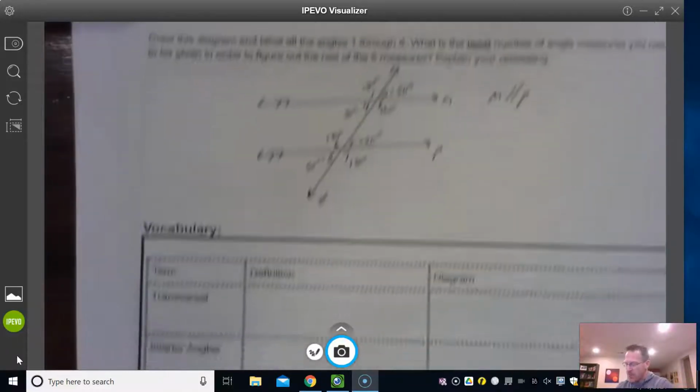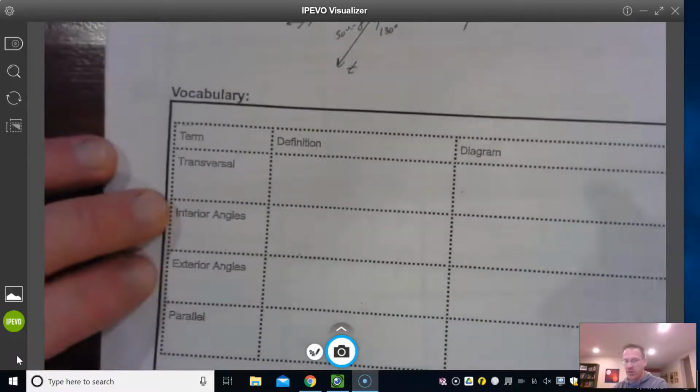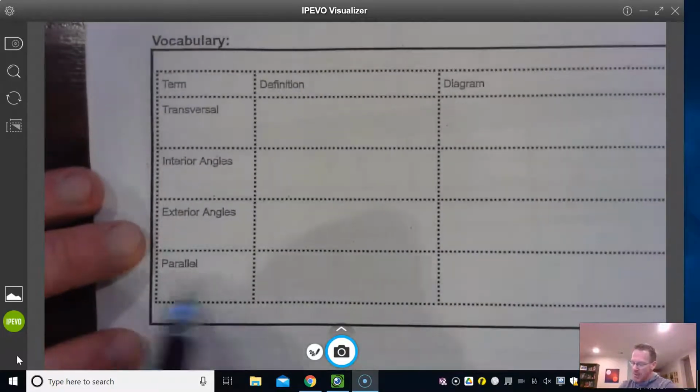All right, now let's look at some vocabulary. I'm going to skip transversal, interior, and exterior, because we're going to define those on the next page, but I'm going to go to parallel here.